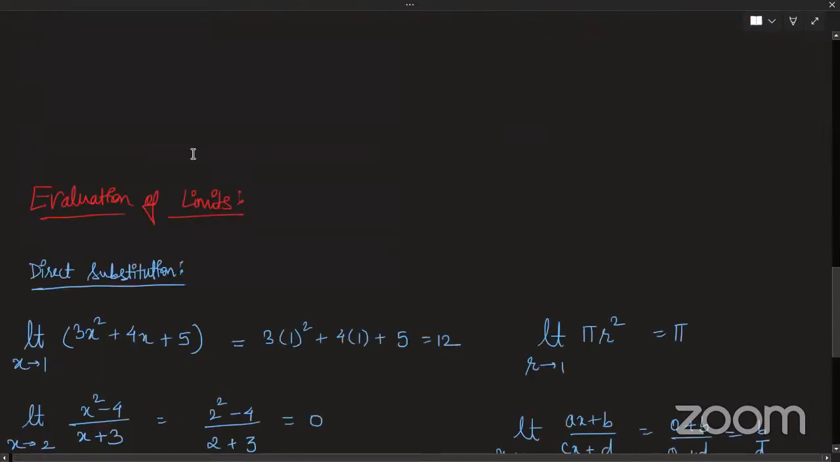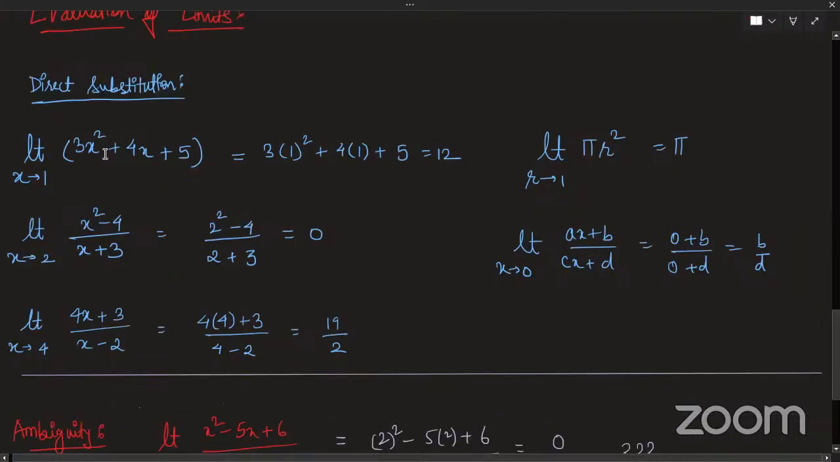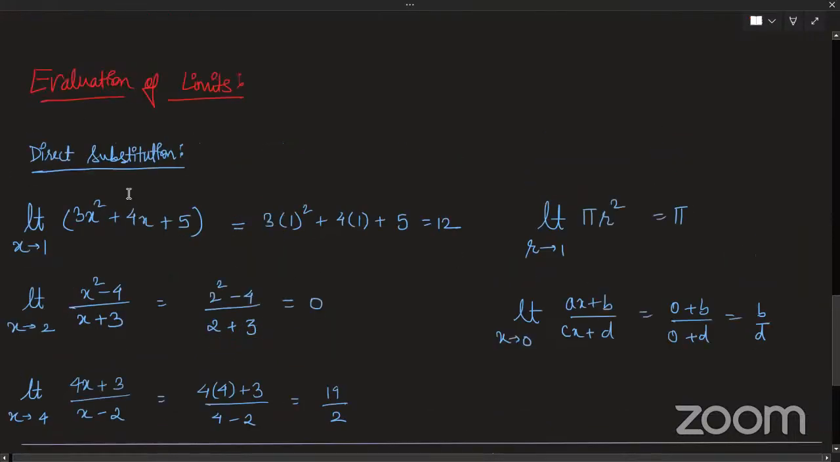Okay. So evaluation of limits, the first and really simple ones: direct substitution. All of these are direct substitutions, right? Limit x tends to 1, 3x squared plus 4x plus 5. How do you do it? You just plug in the value x as 1. So 3 into 1 square plus 4 into 1 plus 5, so its value is equal to 12. Very easy, right? Same thing, limit r tends to 1, pi r square. So pi into 1 square is pi, really simple. Then what about here? Limit x tends to 0, (ax plus b) by (cx plus d). You just input the value x is equal to 0 and you get your answer b by d.